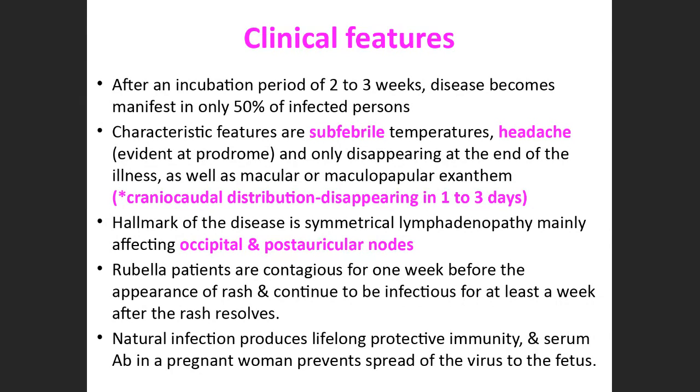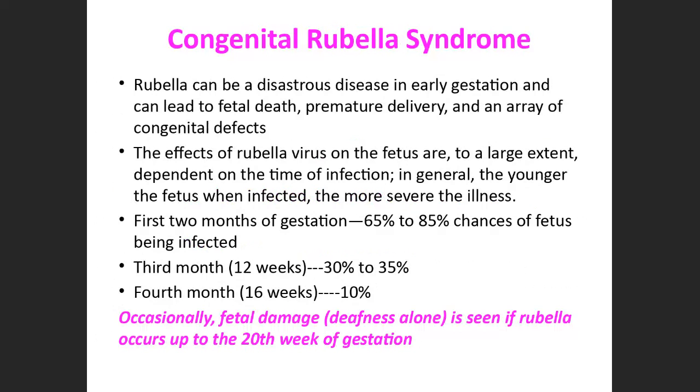Natural infection gives lifelong protective immunity, and serum antibody, if present in a pregnant woman, prevents the spread of virus to the fetus. As I've told you, vertical transmission of this virus is possible. So if the mother is protected, then the fetus is definitely protected. We will talk about congenital rubella syndrome.